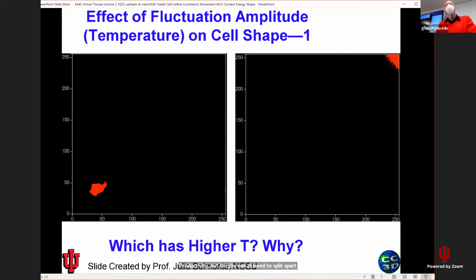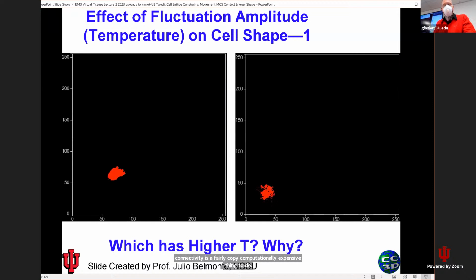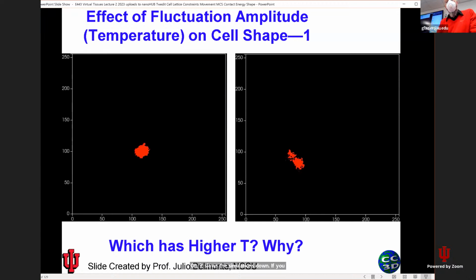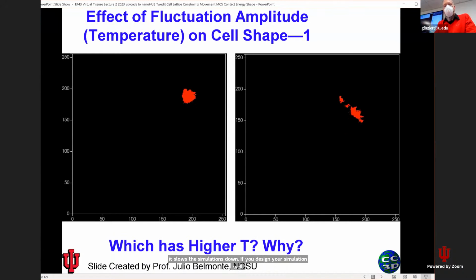That's an option that you can impose. Typically, we don't do that because actually checking connectivity is a fairly computationally expensive thing to do. So it slows the simulations down. If you design your simulation well, you shouldn't need to do that, but there are times when you do. And so this is an example of a pathology that you could get in the simulation methodology. Great question. Other questions or comments at the moment?